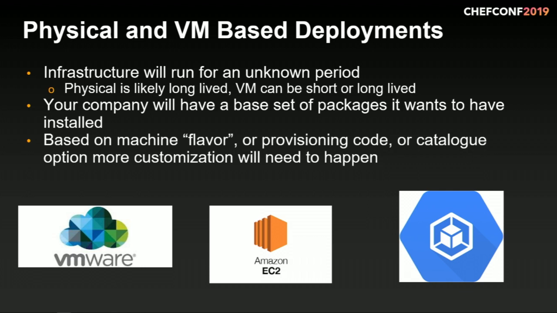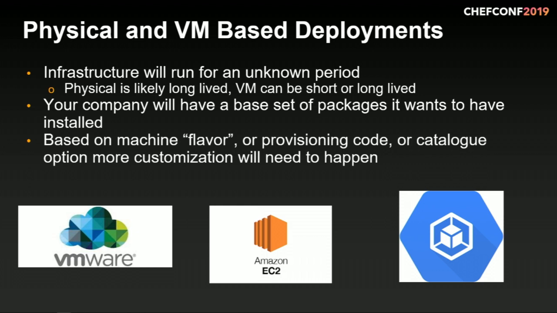So the main one that we've been seeing is physical and VM-based deployments so far. And really the gist of this is that you don't know how long your infrastructure is going to run for. So physical is likely long-lived. VM can be on any span of that. And in both those cases, your company is going to have a set of base packages that it wants to have installed. These things are going to be like backup agents, antivirus agents, things like that, which are kind of like the barrier to entry to being able to launch a machine inside of your data center or inside your cloud account or something like that.